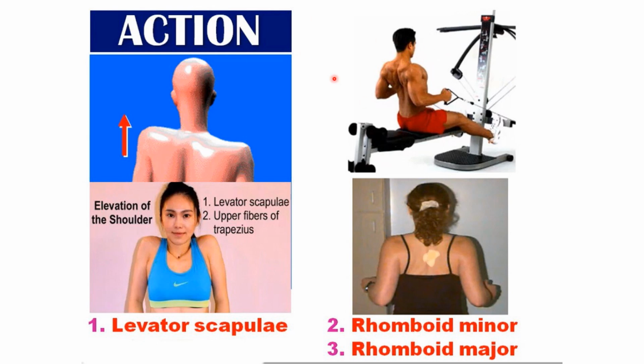These are the actions of the deep muscles. The levator scapulae muscle causes elevation of the scapula. Then we have the rhomboid minor and the rhomboid major, causing retraction, moving the scapula backwards. So you can see from the action, this is elevation of the scapula, and this is retraction of the scapula.